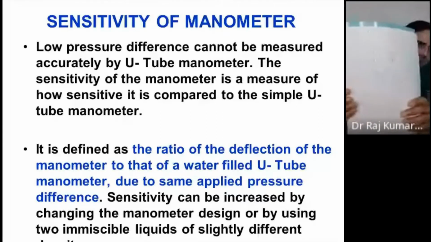So both the pressures must be equal. So delta P of 1 and delta P of 2 must be equal. You are just writing here rho 1 g h1 equal to rho 2 g h2, and then you find that h1 upon h2 would be rho 2 upon rho 1, and h1 upon h2, by the definition, is called the sensitivity of the manometer.